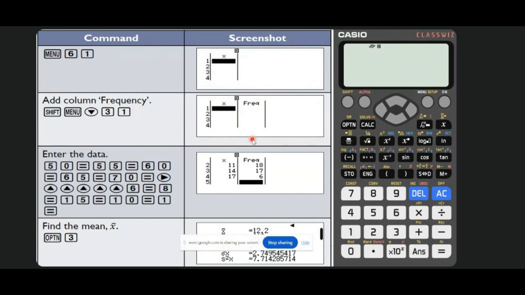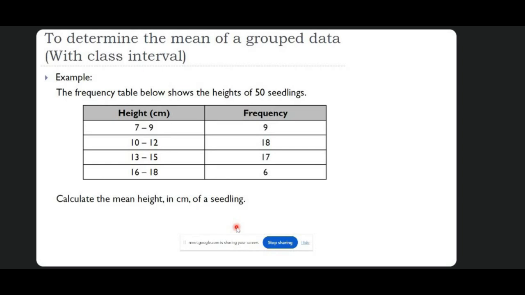And then press OPTN and press 3, 1 variable calculation. Then you will get the answer that you want: the mean, variance, standard deviation, all of it.